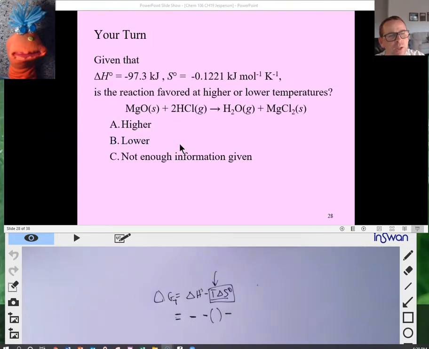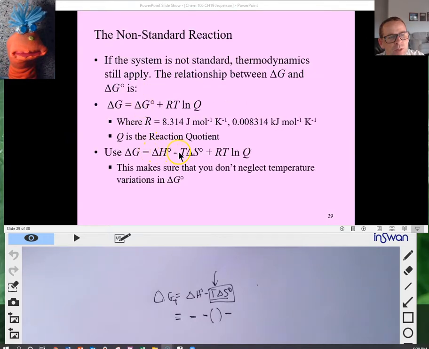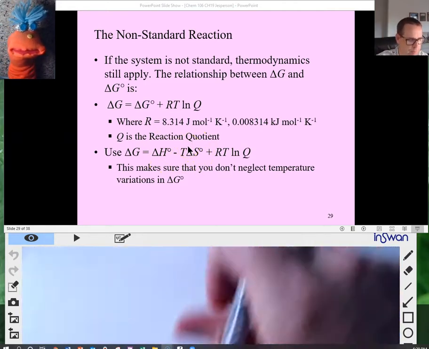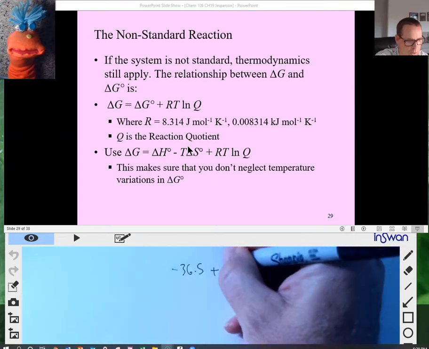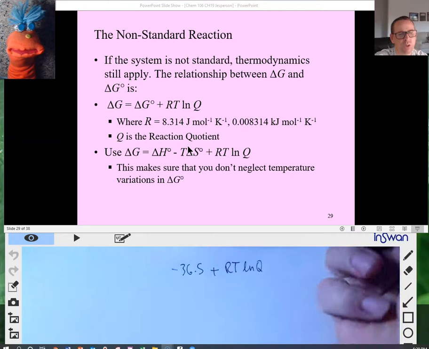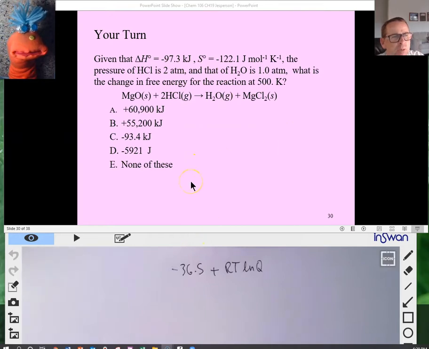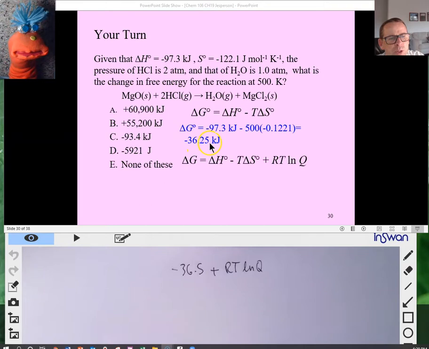So essentially we're going to go back and look at this value here, negative 36.5. This portion right here is going to be negative 36.5. We can jot that down for ourselves. Plus RT ln of Q. Now here we have our 97.3, we have our 500, our 0.122, that equals our 36.25. Did I copy down the wrong number? I thought it was 36.5, either way, close enough. So that gives us our 36.25.